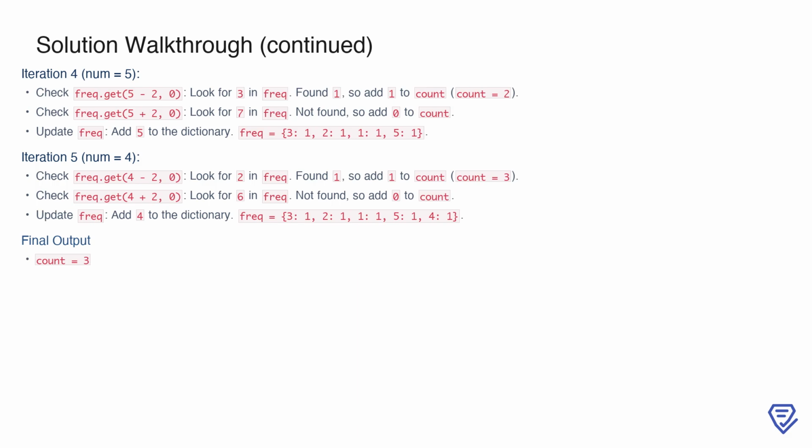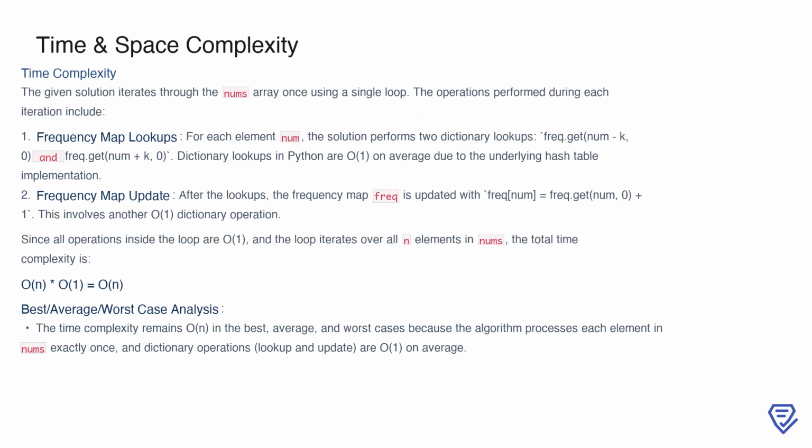To analyze the time complexity of the solution, we begin by focusing on the main iteration through the nums array. The algorithm processes each element exactly once, performing a constant number of operations per element. Specifically, for each number, it performs 2 dictionary lookups to compute the contributions of number minus k and number plus k to the count. These lookups are O(1) on average due to the efficiency of Python's hash table implementation. Additionally, the frequency map is updated in constant time using a dictionary assignment operation.